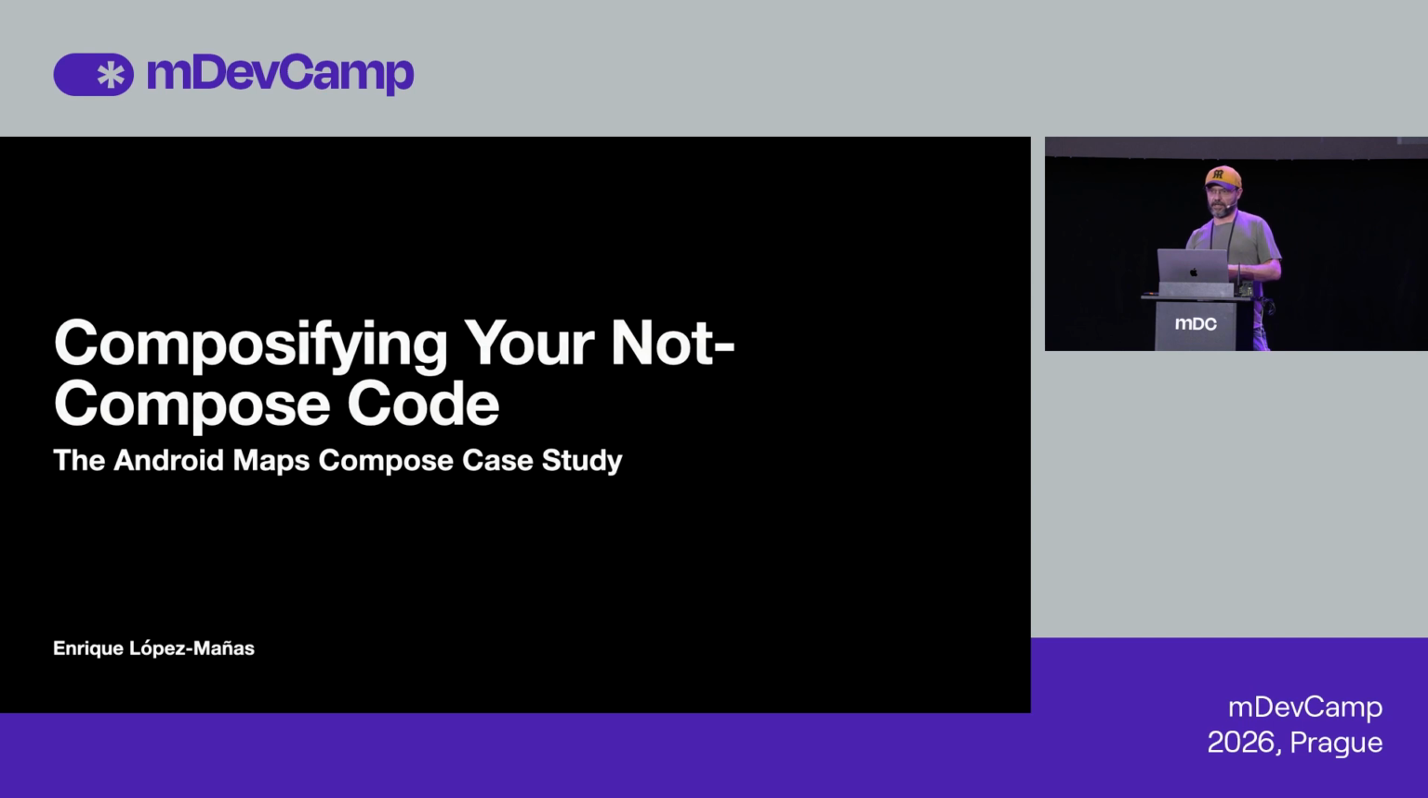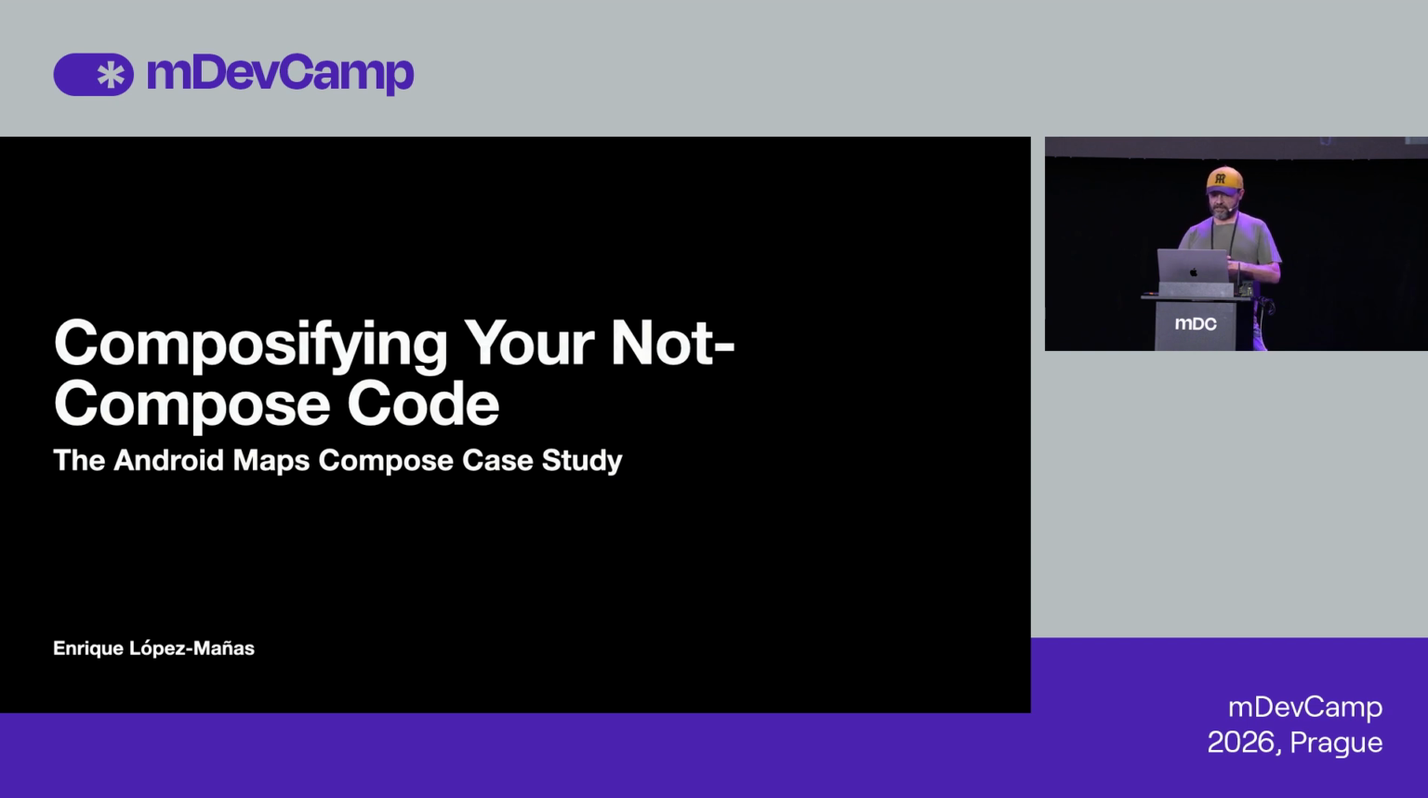I'll be talking about how you can composify your non-compose code, meaning libraries that are fundamentally incompatible with Compose or look very hard to integrate, and how we can provide an interface for them so we can integrate them in Compose code from a non-compose perspective.